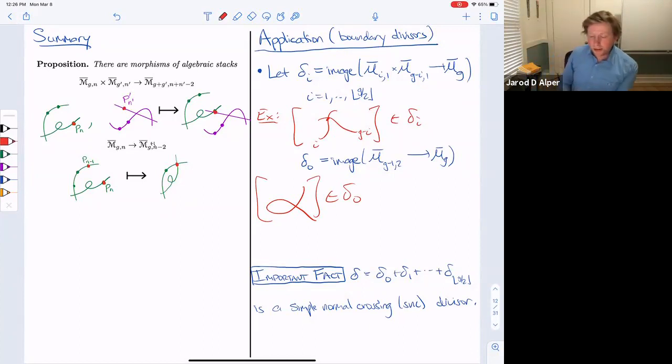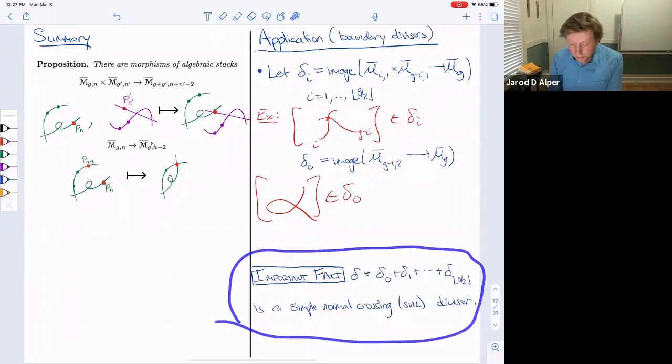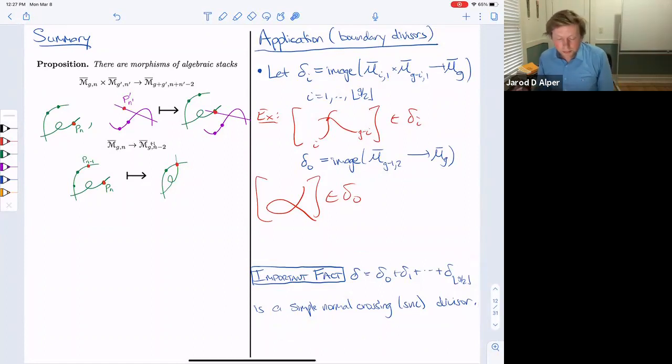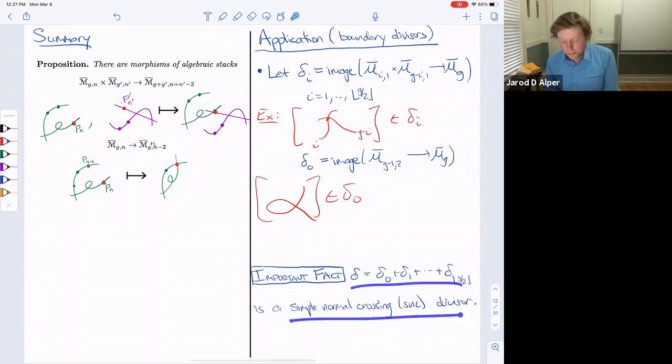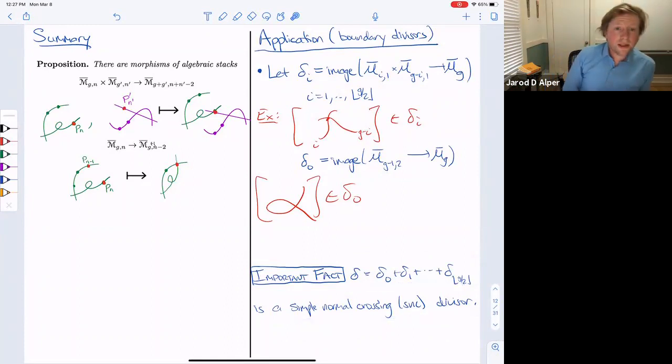But note that I've only defined delta I and delta 0 as closed substacks of M_g bar. It's a fact that it's a divisor, and I've highlighted this at the bottom, as it's an important fact. We won't prove it, and we also won't use it, that this boundary divisor is a simple normal crossings divisor. So this encodes two things: one, that it's a divisor, that's codimension 1, and two, that these divisors intersect transversely.